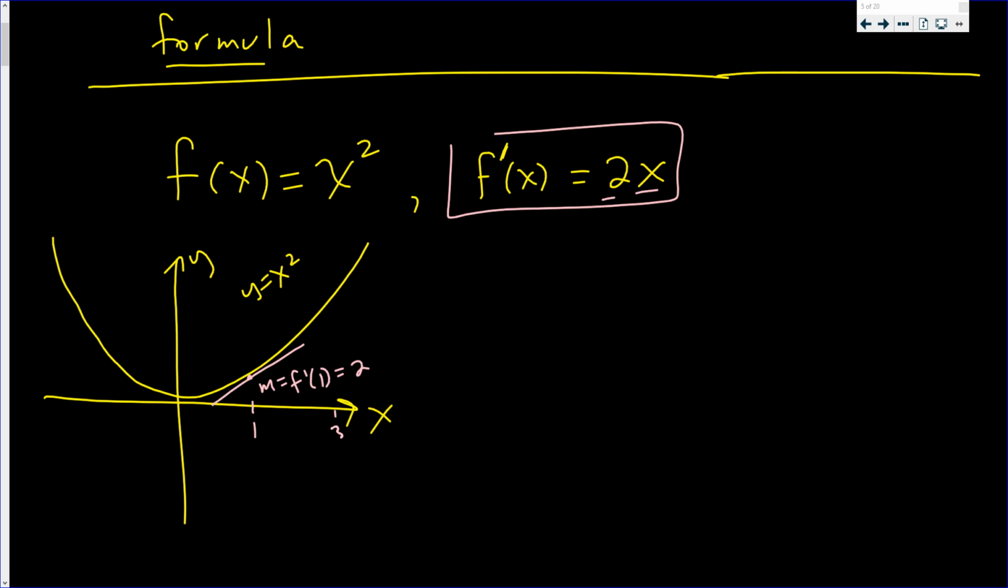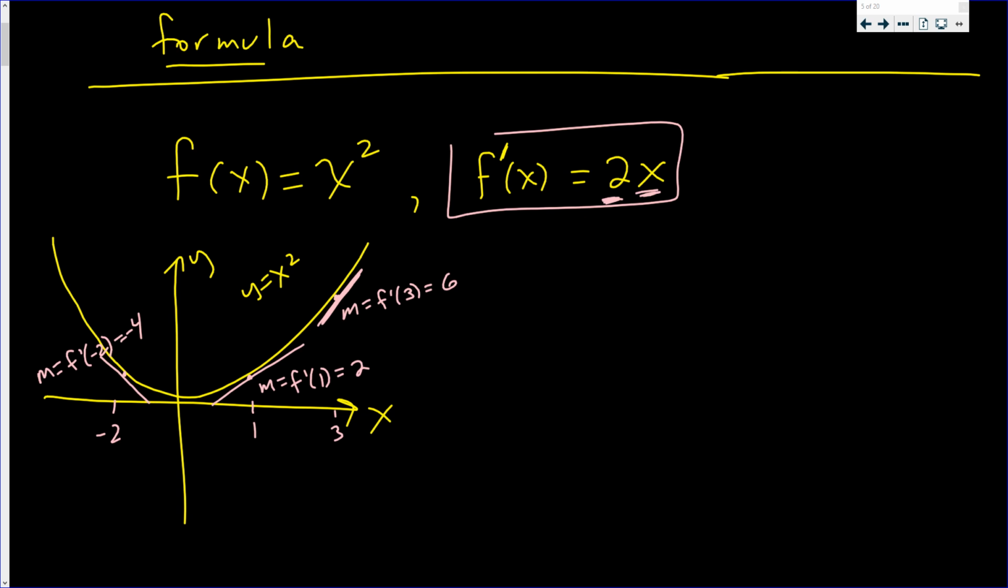The slope when x is equal to 3, the slope of that tangent line right there, is nothing more than the derivative at 3. And the derivative says, hey, whatever x is, double it. At least for this function, it says that. When x is negative 2, that's the tangent line. And the slope is going to be the derivative at negative 2. Just double the x value, you get negative 4.